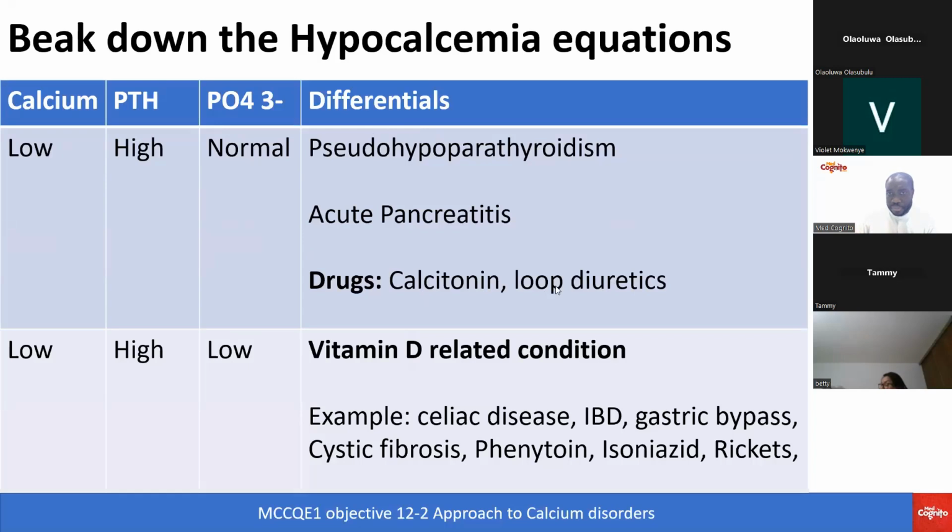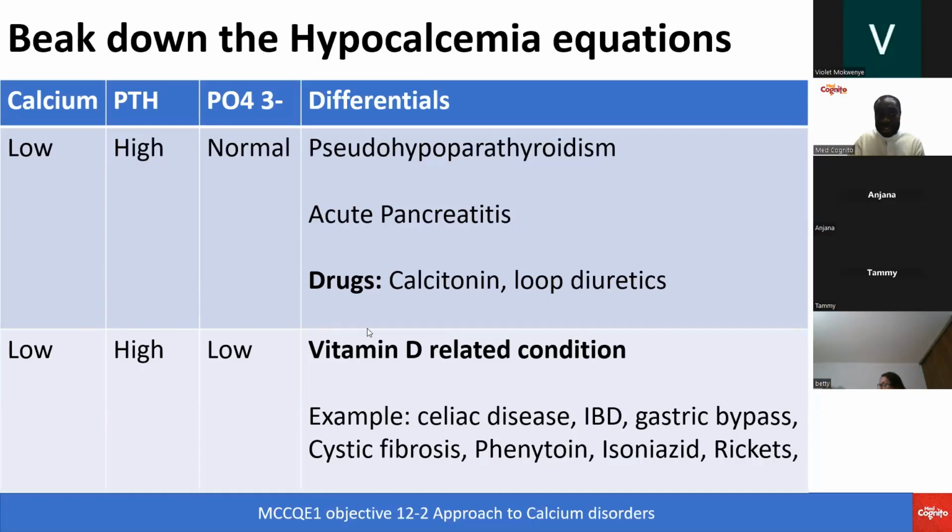Now, if the patient presents with low calcium, high parathyroid hormone levels, and phosphorus levels are low, then I'm going to think about, is this related to vitamin D? And other conditions like cystic fibrosis, phenytoin, rickets. But remember that hypocalcemia can present in patients with pancreatitis. Also remember that hypocalcemia can present in patients with vitamin D deficiency. These are the two things I want you to pay attention to.